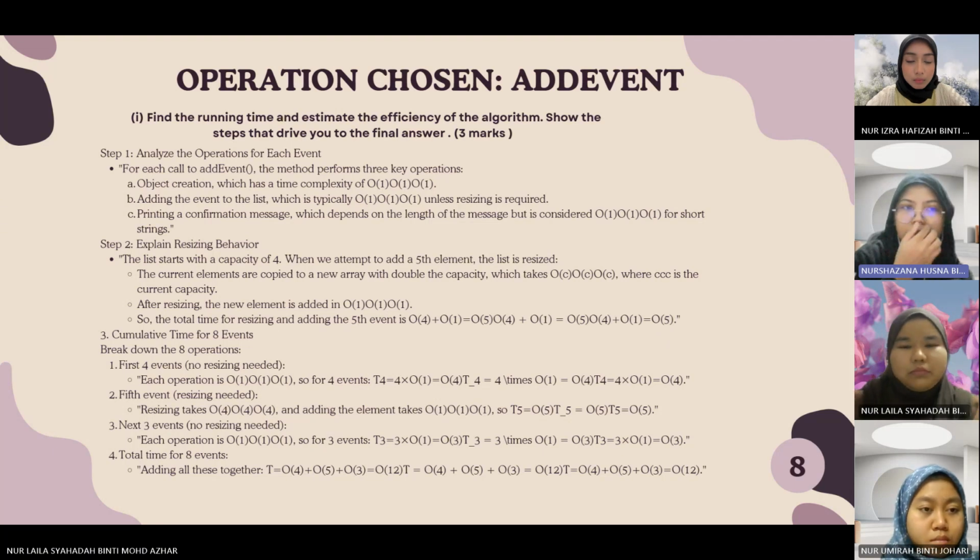And then the second step: the list starts with an assumed capacity of 4.